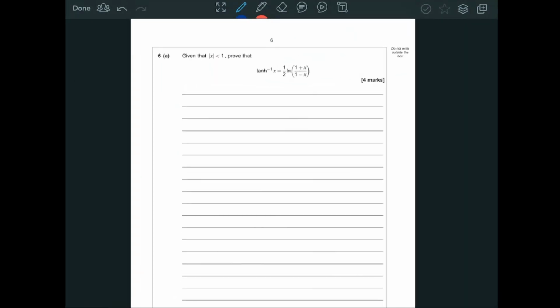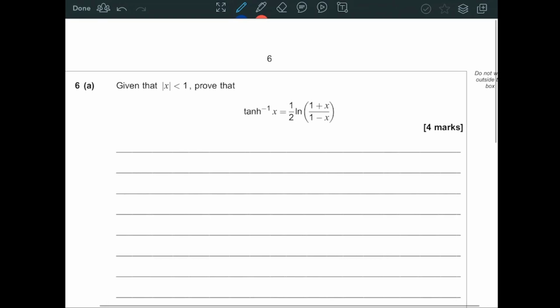Question 6. Given that mod x is less than 1, prove that. Now we need that mod x is less than 1, because if you remember what the tan graph looks like, it's got those two asymptotes, so we can't invert anything outside that range. That might be useful as we go through the problem to pick a square root to be the right form.